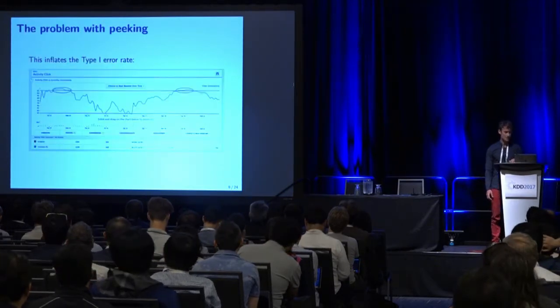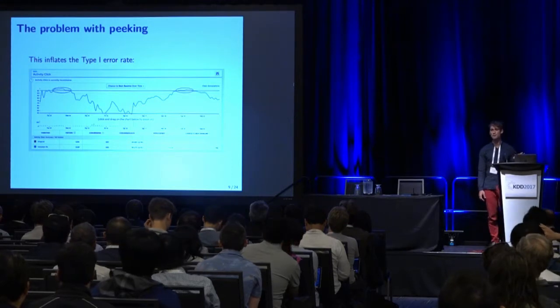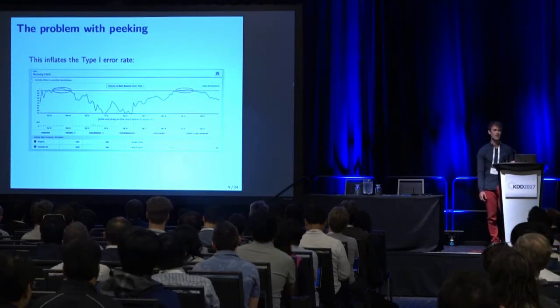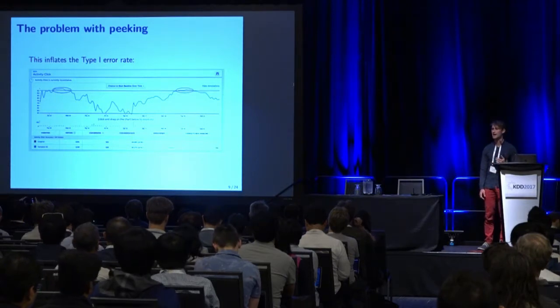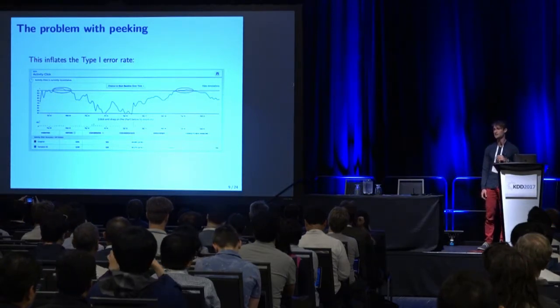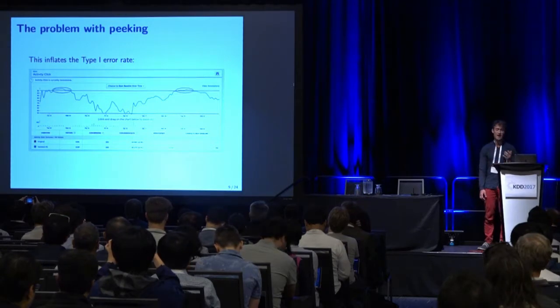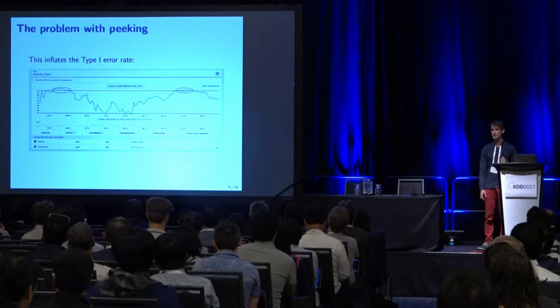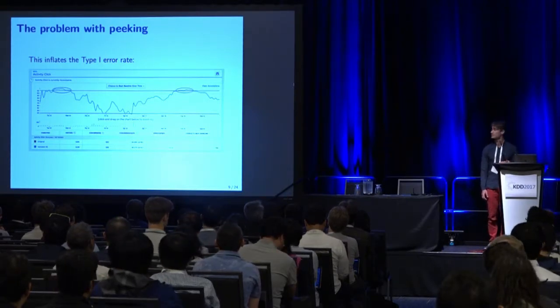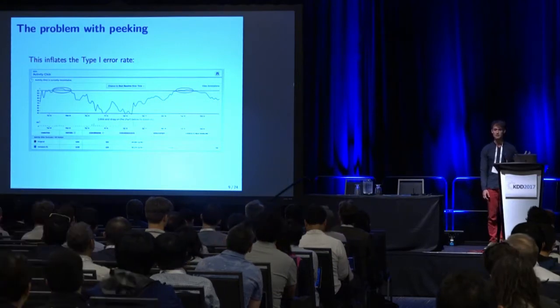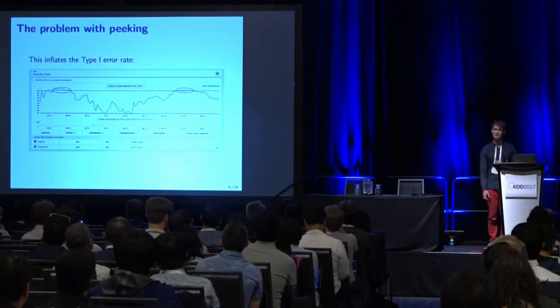So why is that bad? The problem is it inflates type 1 error. If you didn't peek and there were no difference, you only had probability alpha of falsely detecting a difference. But now you have so many opportunities to falsely detect a difference that your type 1 error rate goes up a lot. This is an example from an A/A test where there was no difference. You can see, if you just watch it over time, there are periods where you falsely reject the null.